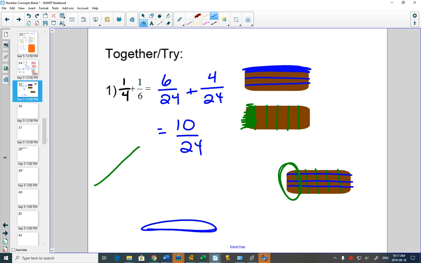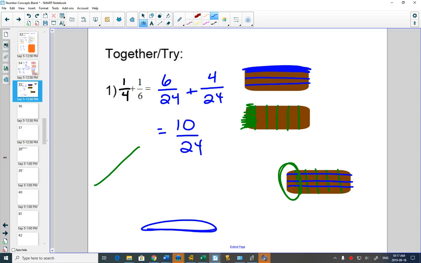Visually, I think someone can see this way better than the 12 that we did before, cutting them all into little pieces. It's really easy to take ones that are horizontal and ones that are vertical and put them together and get 24 pieces. 24 isn't the lowest common denominator, but it's still a common denominator. When I get my final answer, 10 out of 24, that answer is correct, but it's not in lowest terms.